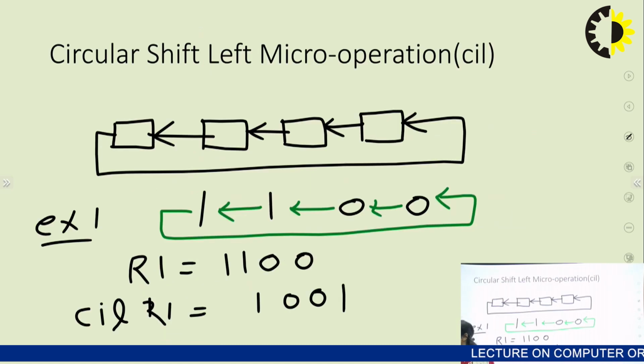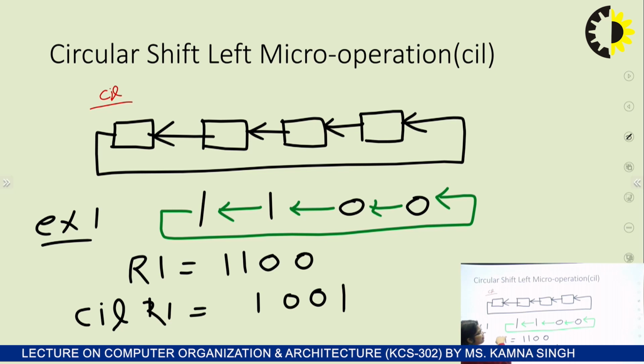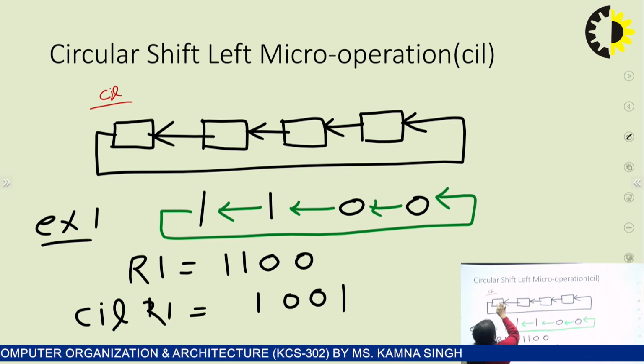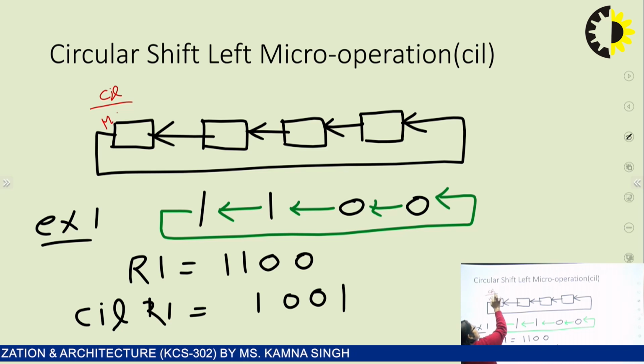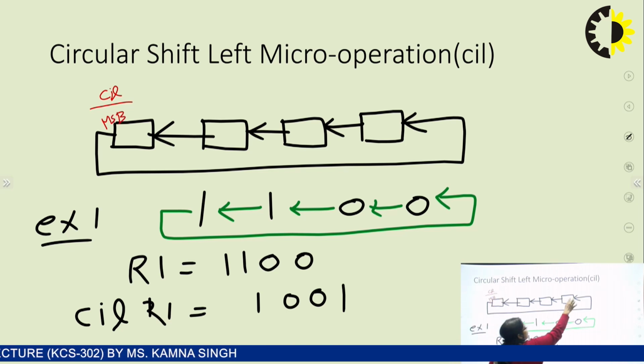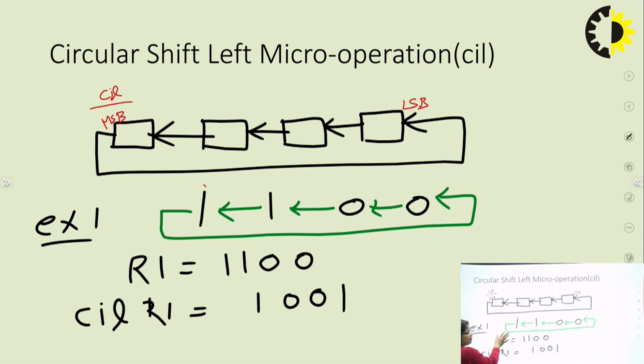The next one is the circular shift left micro operation, CIL. In the CIL, what is going on? Whatever the MSB value is, this MSB value goes to the LSB. Suppose this is the example, R1 equal to 1100. The first bit goes here, so the result CIL R1 is 1001.